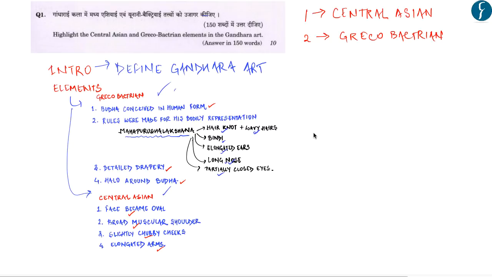It is important to end with a conclusion. And the conclusion in this case can be about stating how the continuous influx of people from outside India has led to the evolution of a unique art form known as Gandhar art.